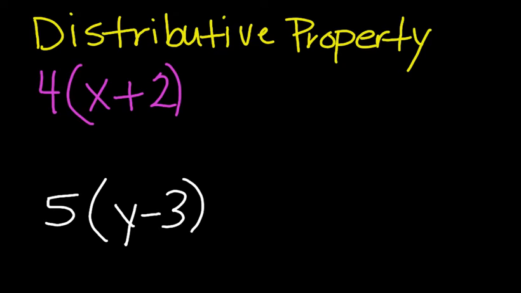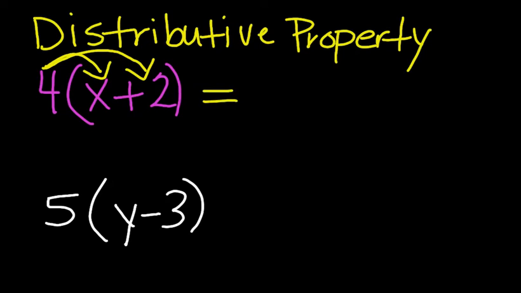Okay, another way to simplify things is by using the distributive property. The distributive property is a property in math that lets us take the two things in parentheses and multiply them by the thing on the outside. So I'm going to take 4 and go 4 times x, and then I'm going to put the plus sign down, and then I'm going to go 4 times 2. It's like I'm giving the 4 to both things inside the parentheses in a multiplying way.